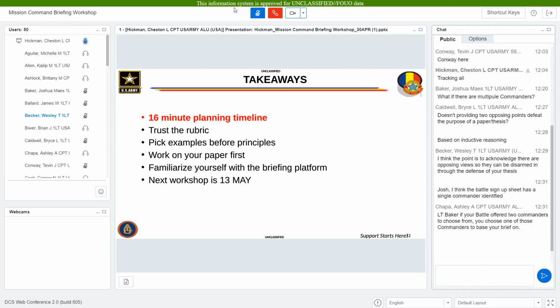Another thing is, work on your paper first. Write it first. Your paper is your brief. The more effort that you spend on your paper, the easier it is going to be to work on your brief, and you're going to catch all those things that don't make sense while you're proofreading your paper. So do your paper. And again, familiarize yourself with the briefing platform. It's different, you've got people on Zoom, DCS Connect, Microsoft Teams, whatever the case may be. Just familiarize yourself with that, so you're not stumbling and fumbling.